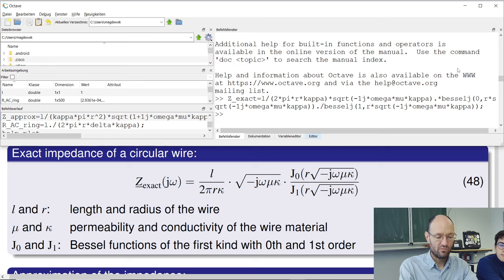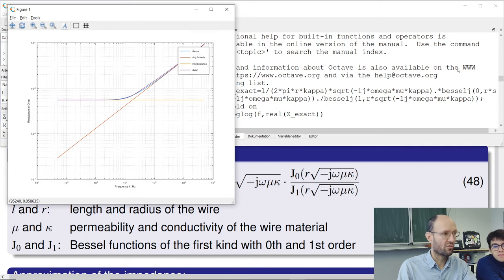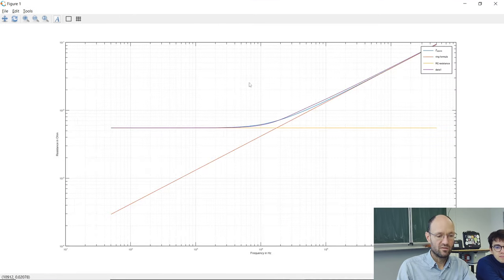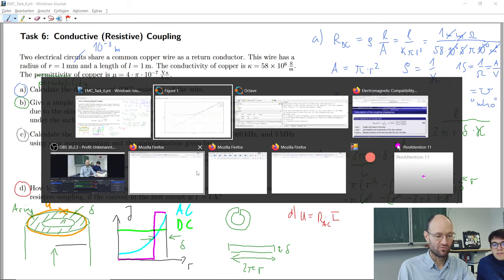Okay, so now I will do hold on and just add this curve to our log plot. So once again, the real part of this exact impedance, because as you said, the real part of impedance is resistance, and add this. And so now we should have a fourth curve in our diagram. And now we see that the fourth curve, which is now called data1 here, shows that the difference between the real exact formula, including these Bessel functions, and this much simpler approximation that we used before, just with the square root, is really negligible from my point of view.